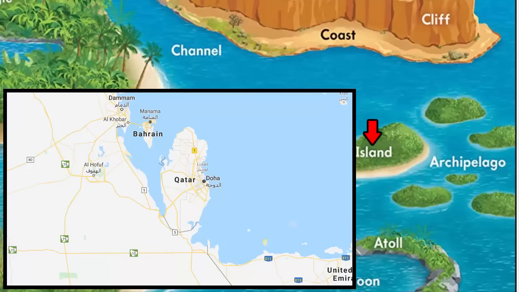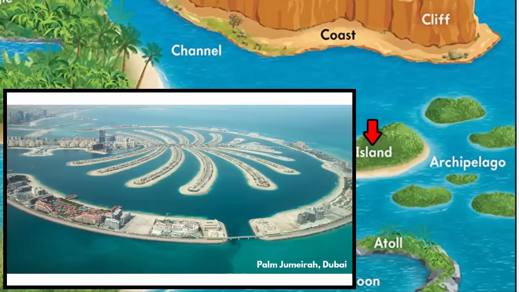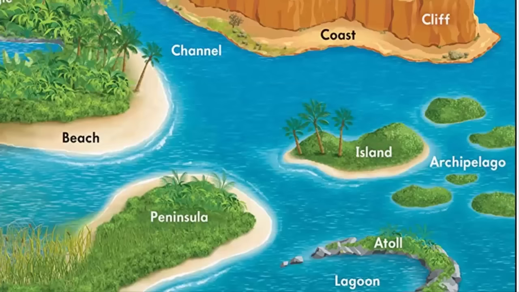And then finally, islands can also be man-made. The country of Qatar, which is an island itself, has made islands in many shapes to build communities on. Another one is the famous Palm Jumeirah. It is an artificial island in Dubai, UAE, which is made in the shape of a palm tree. In India, the Andaman and Nicobar Islands are of volcanic origin.